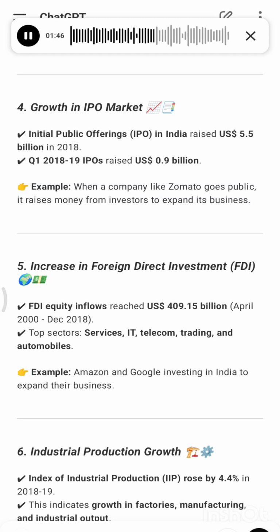5. Increase in foreign direct investment, FDI. FDI equity inflows reached $409.15 billion, April 2000 to Dec 2018. Top sectors: services, IT, telecom, trading, and automobiles. Example: Amazon and Google investing in India to expand their business.